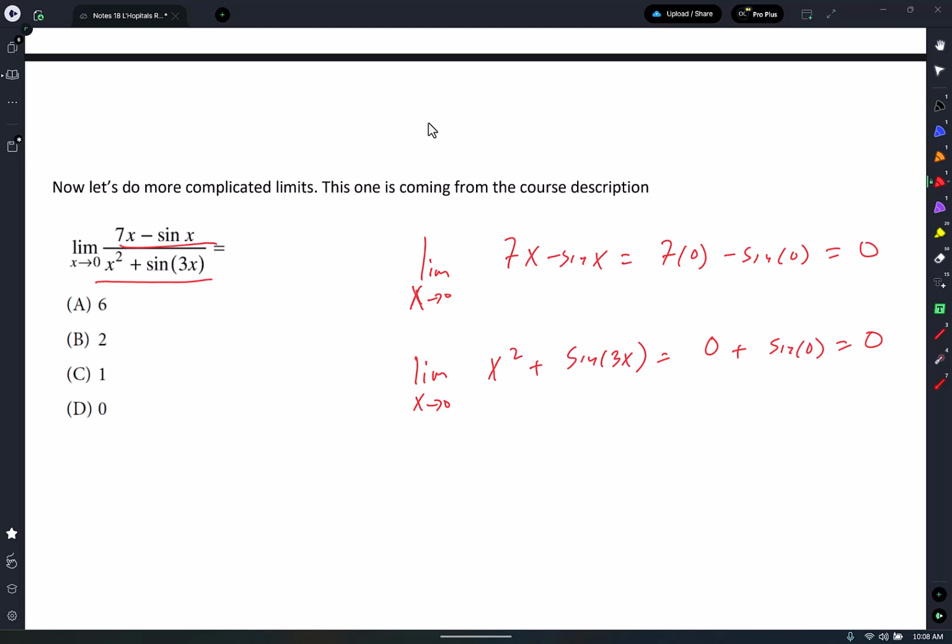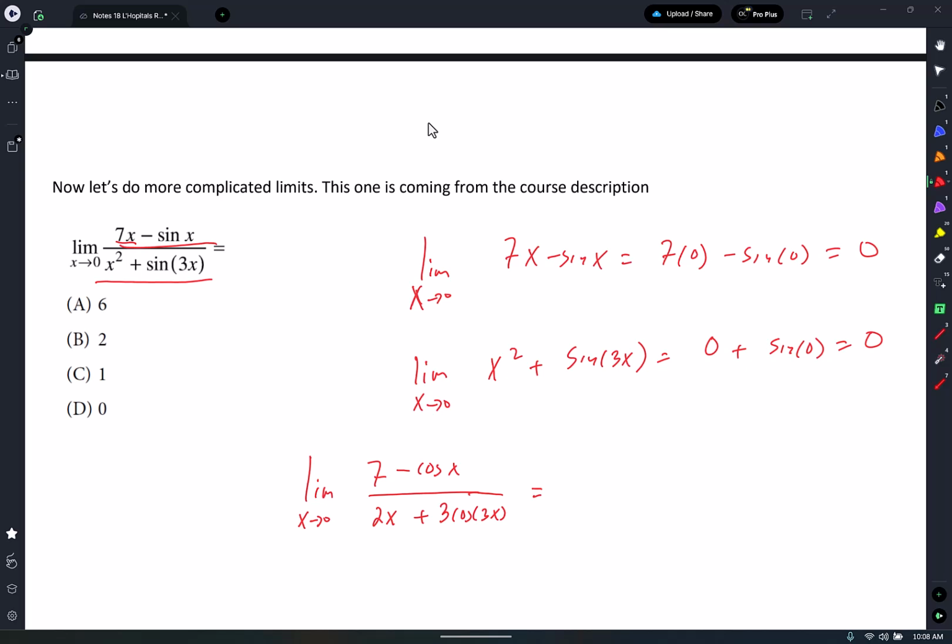So we're going to take a derivative. Limit as x approaches 0, the derivative of 7x is 7. What's the derivative of sine x? So 7 minus cosine x over the derivative of x squared, 2x, and the derivative of sine 3x? Yeah, so 3 cosine 3x. I no longer get 0 over 0 because I see a 7 in the numerator.